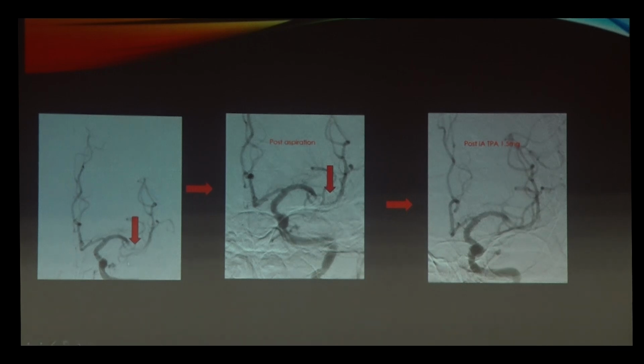In the first shot, we can see there is an occlusion at the left M1, and there is a residual thrombus here, with some flow beyond the thrombus. After aspiration, there was a slight recanalization, but not complete. So in this patient, IA tenecteplase was given, the residual thrombus was dislodged, and the recanalization in the distal cortical vessels improved.